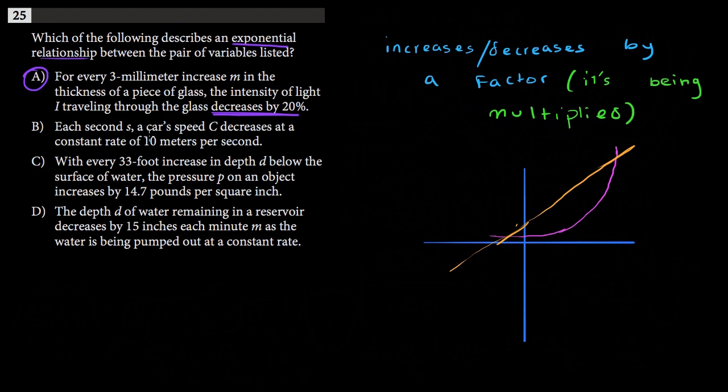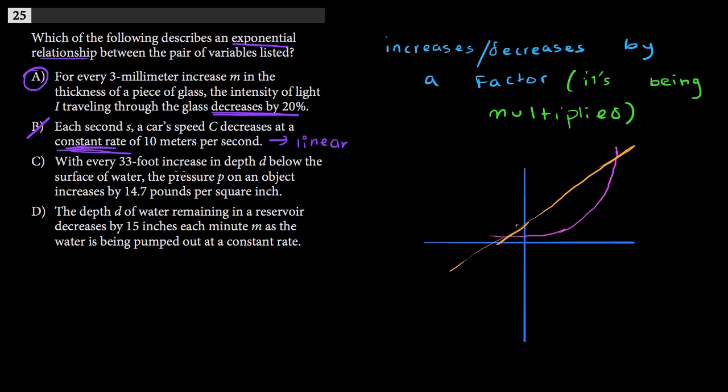Each second as a car speed c decreases at a constant rate of 10 meters per second. This is a linear relationship, okay? Especially because it uses the words constant rate, and that should ring alarms already.